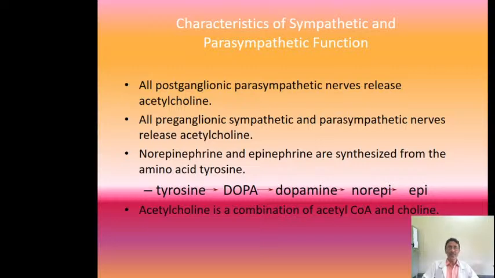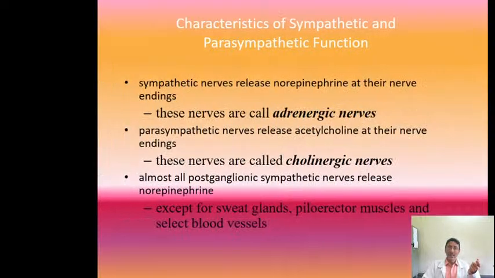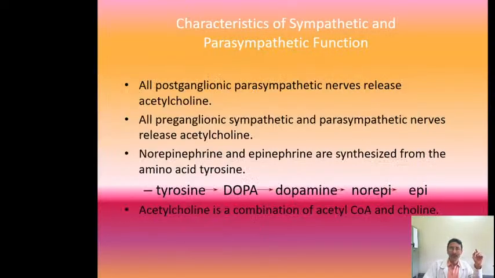So remember one thing, a preganglionic sympathetic nerve or a preganglionic parasympathetic nerve will release acetylcholine. A postganglionic parasympathetic nerve will release acetylcholine. A postganglionic sympathetic nerve will release norepinephrine, except for the sweat glands and the blood vessels. Remember this. Now this is all in biochemistry: how is norepinephrine synthesized? Tyrosine gives rise to dopa, to dopamine, which breaks down to norepinephrine and epinephrine. Similarly the acetylcholine. So now, what is the requirement?